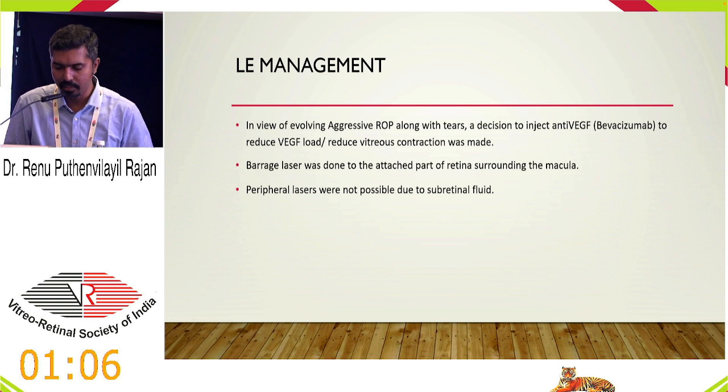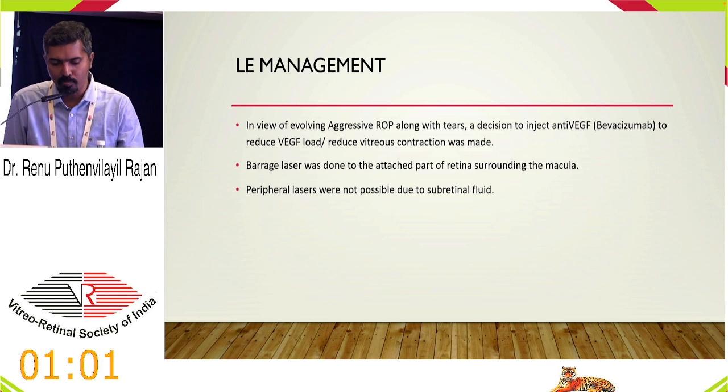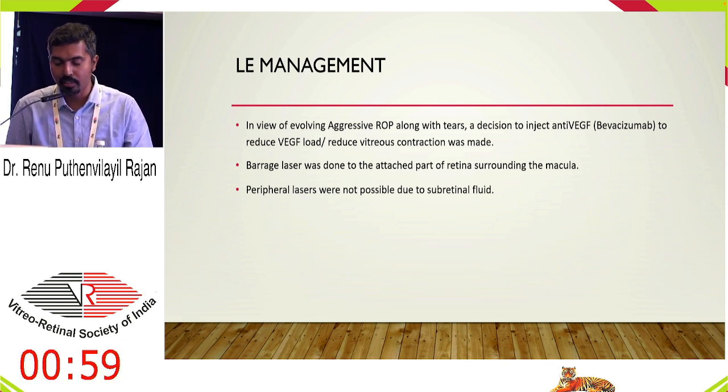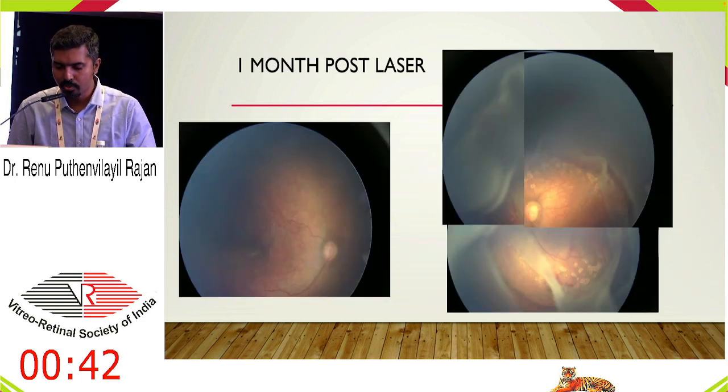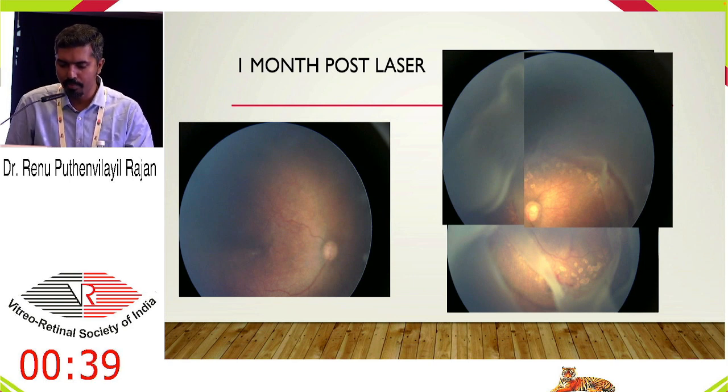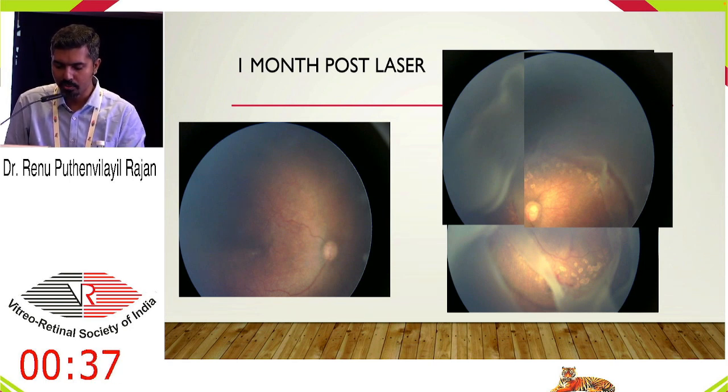At that time, this was a new situation for us, and there was evolving aggressive ROP along with tears. So we made a decision to inject anti-VEGF first, and then within a day we proceeded to barrage the attached part, just posterior to the breaks. Anterior to the breaks, SRF was already there, so we could not laser it. The child was systemically not fit for a general anesthesia procedure. So we went on for weekly follow-ups of this baby, and 1 month post-laser also, the posterior laser marks are good and holding the retina, but the edges are already scrolled.